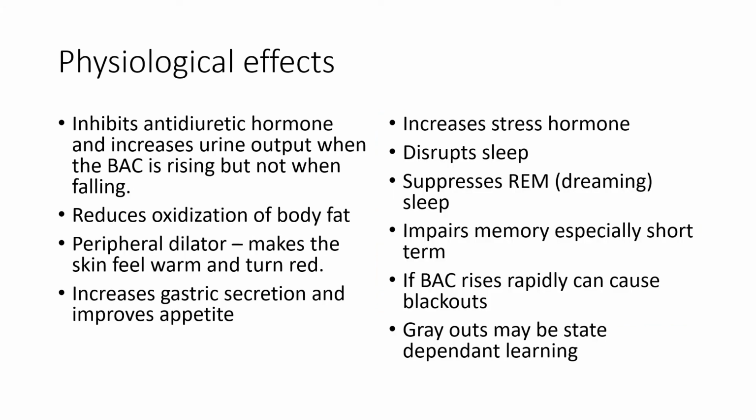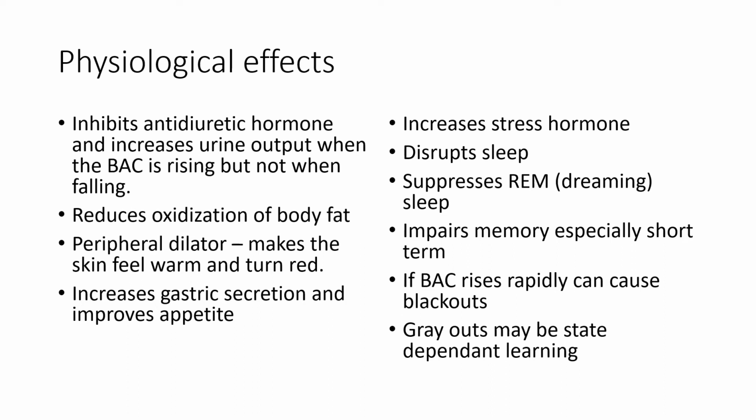Some physiological effects of alcohol we should mention. It inhibits the antidiuretic hormone and increases urine output when the blood alcohol content is rising, but not when falling. So as long as you're drinking and the level's going up, you're going to run to the bathroom. Once it peaks and starts to fall, that antidiuretic hormone kicks in, and then people stop being able to urinate. Why? To prevent dehydration. It also reduces oxidation of body fat.